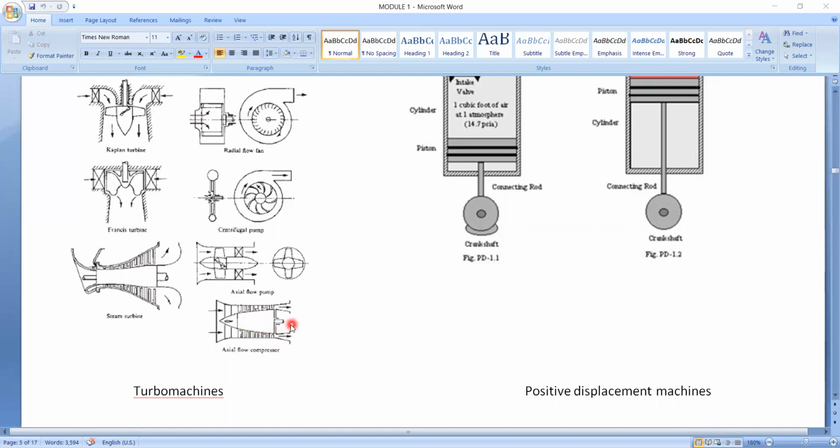This is the axis of rotation, and the direction of flow of the fluid is in this direction, okay. So the axis of rotation and the direction of flow of the fluid are parallel to each other. So that's why such type of turbo machines are known as axial flow turbo machines, okay.